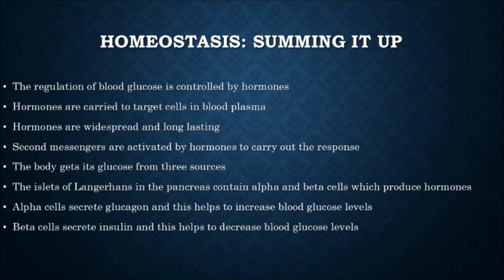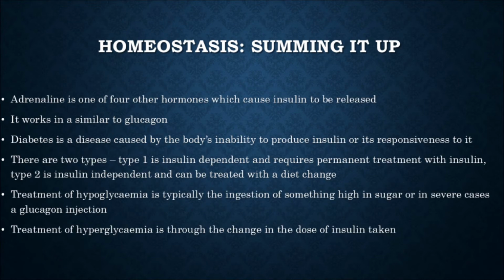The body gets its glucose from three sources: diet, the breakdown of glycogen, and the formation from substances other than carbs. The islets of Langerhans contain alpha cells which detect a drop in blood glucose and increase it by secreting glucagon, and beta cells which detect an increase in blood glucose and help decrease this level by secreting insulin. Adrenaline is one of four hormones which cause glucose to be released and works in a similar way to glucagon.